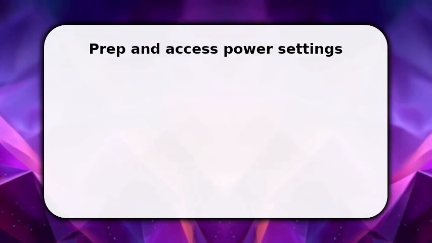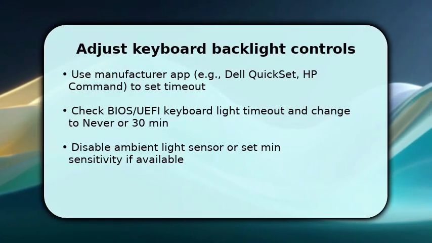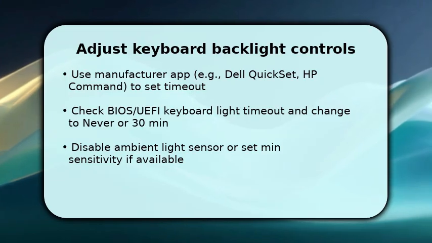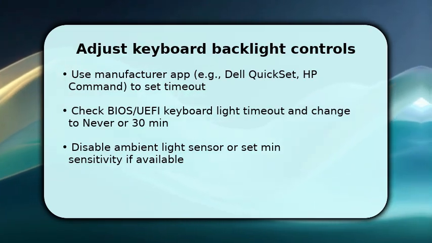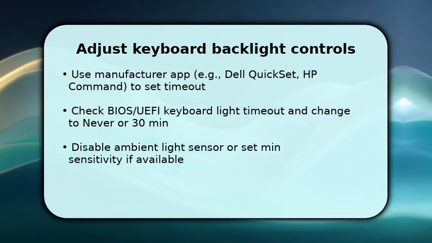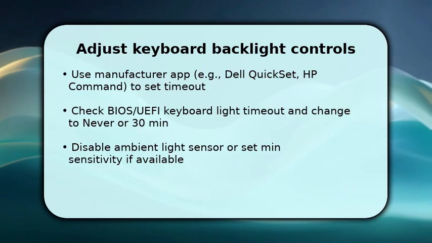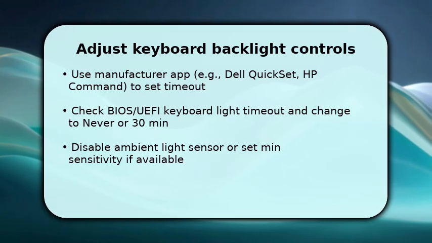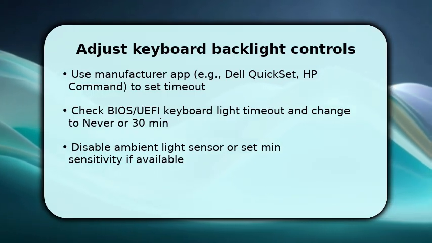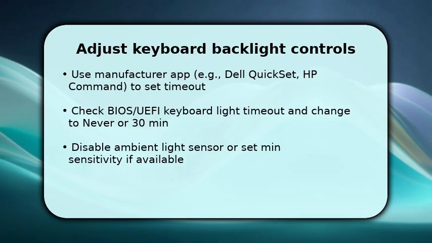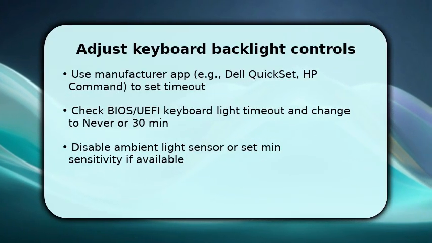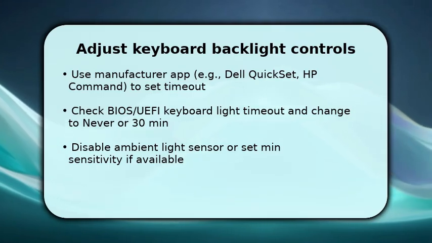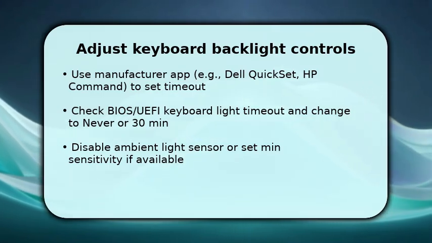Next, you'll change the backlight timeout and sensor behavior. Open your laptop maker's control app, Dell, HP, Lenovo utilities, to set keyboard backlight timeout to never or a longer interval. Restart and enter BIOS/UEFI to find keyboard illumination timeout. Change it to never or a large value so firmware won't cut power. If your model has an ambient light sensor, lower its sensitivity or disable it. Otherwise, the system dims the LEDs automatically when the room darkens or brightens.